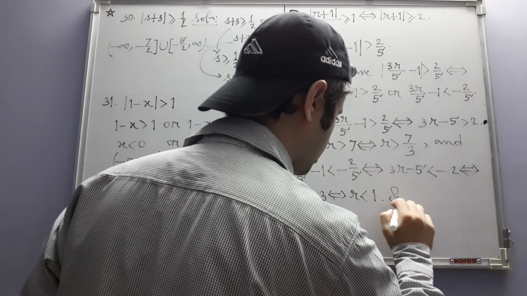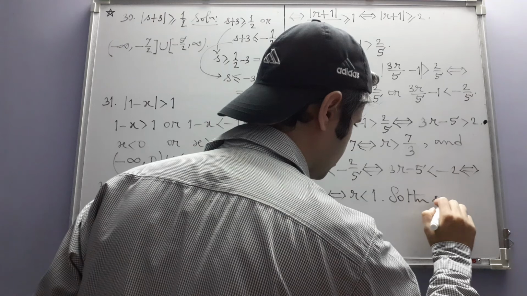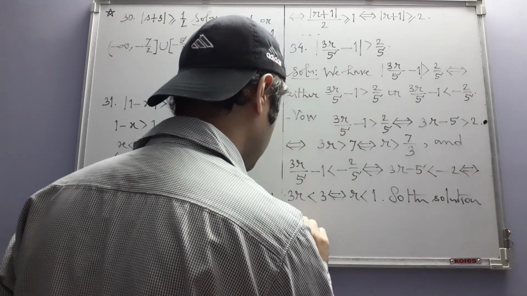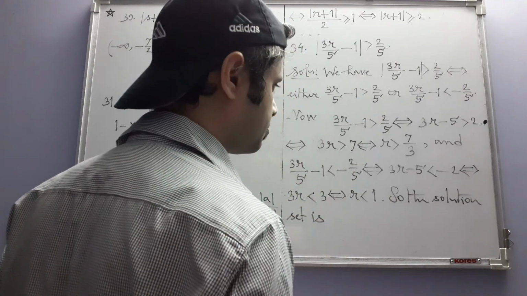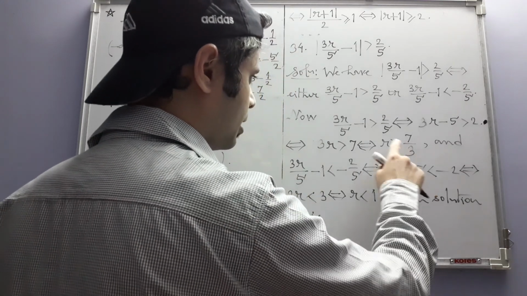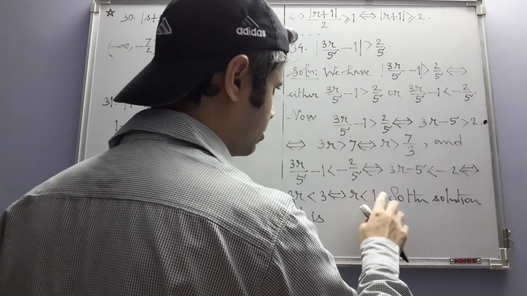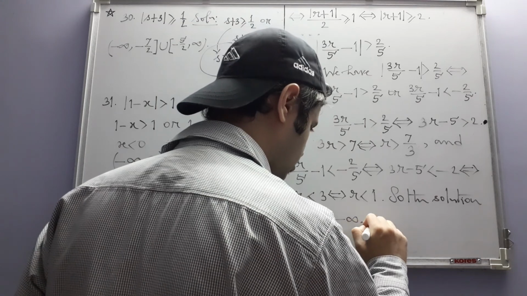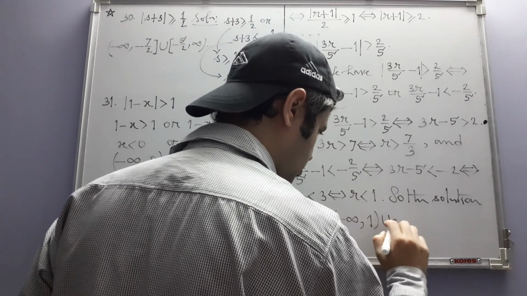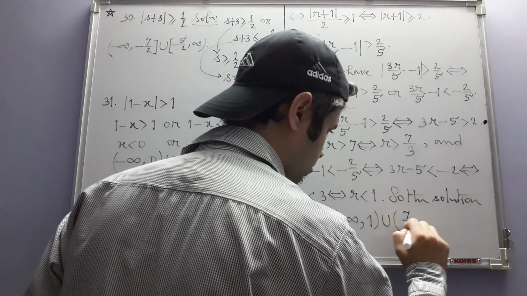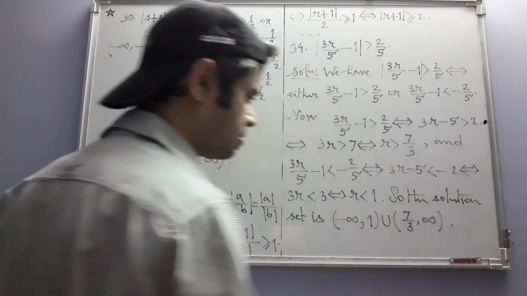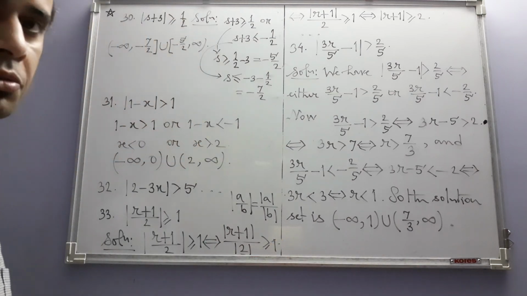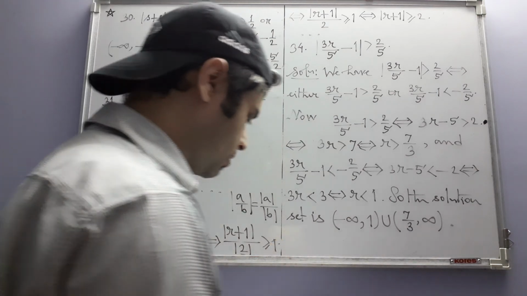So the solution set is r is either less than 1 or greater than 7 divided by 3. That means union this. So this is the solution set which you can easily draw the graph of on the real line.